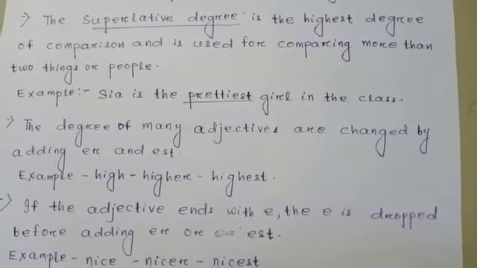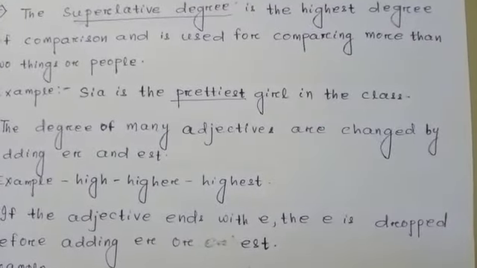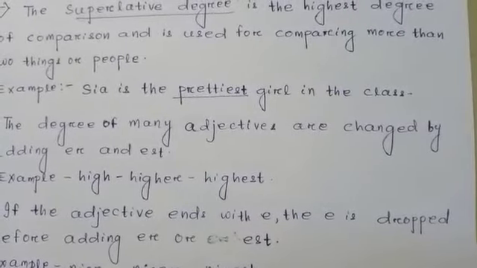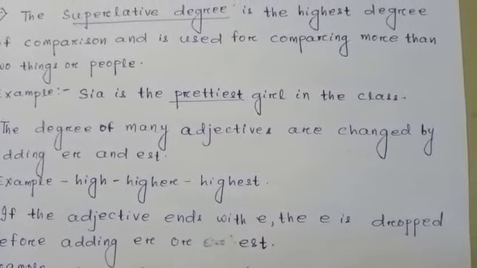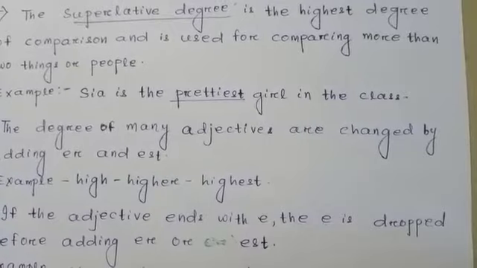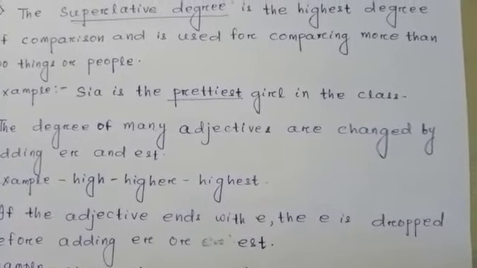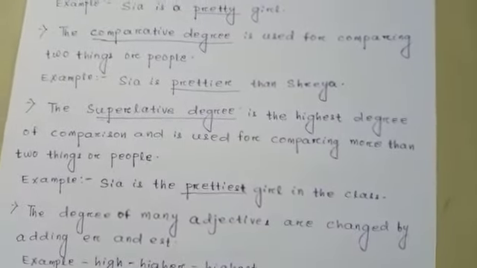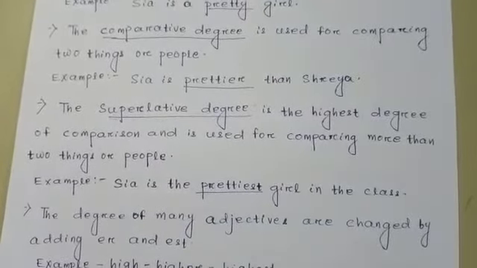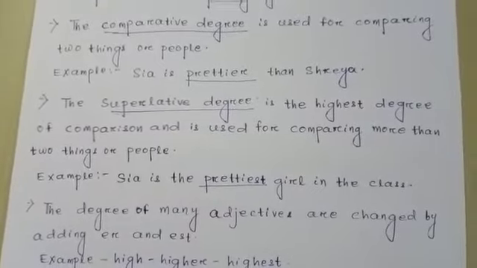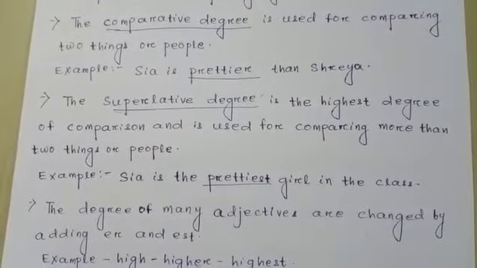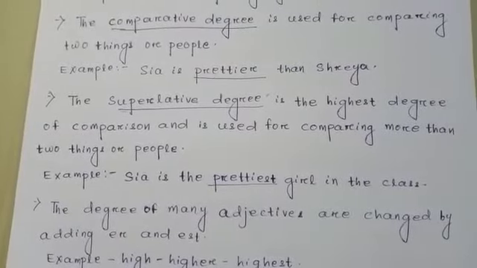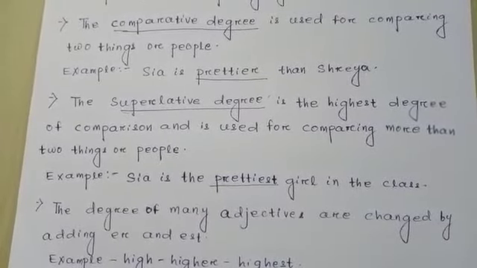Here you can see the example. Sia is the prettiest girl in the class. So here you are comparing among a number of students in the class, and Sia is the prettiest among them. Got it? Here is another important point: in the comparative degree of comparison, we use than.